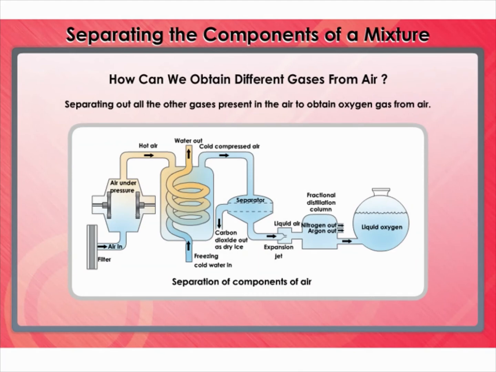If we want oxygen gas from the air, we have to separate out all the other gases present in the air. The air is compressed by increasing the pressure and is then cooled by decreasing the temperature to get liquid air. This liquid air is allowed to warm up slowly in a fractional distillation column, where the gases get separated at different heights depending upon their boiling points.